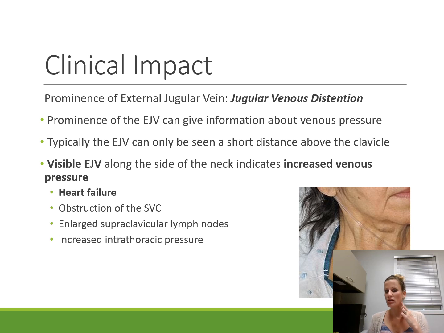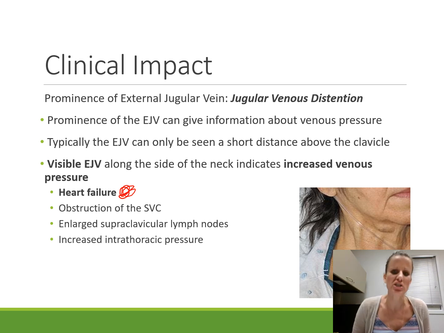If you can see it along the whole side of the neck, then that is JVD. That is a distension of the jugular vein. And that indicates, again, that we have increased venous pressure. This is really important in evaluating heart failure. With heart failure, there is increased venous pressure, so we look for JVD.